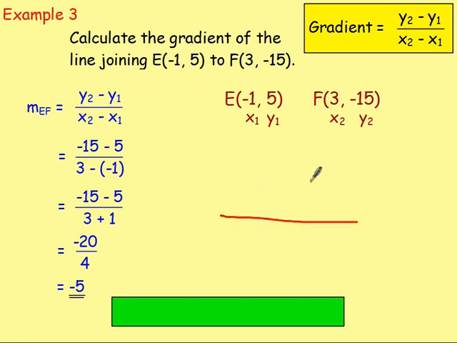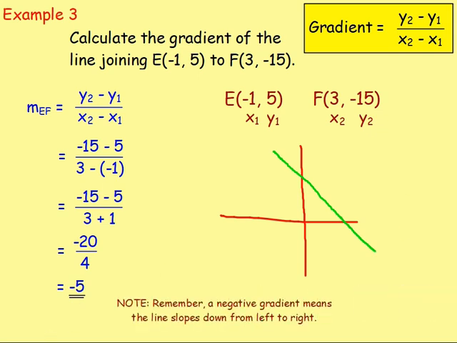Once again, if you imagine this with an x-axis and a y-axis drawn out, if we end up with a negative gradient, what does it mean, Hassan? It would mean that the line is sloping down from left to right.